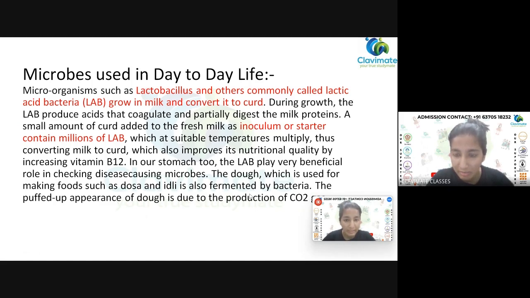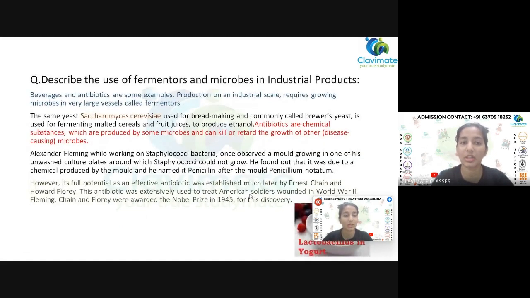In our stomach also, the lactic acid bacteria play a very beneficial role. Microbes are also used for making foods such as dosa and idli, and for the yeast making process. When you see the puffed up appearance of the dough or the cake, microbes are being used there, and there is a production of CO2.